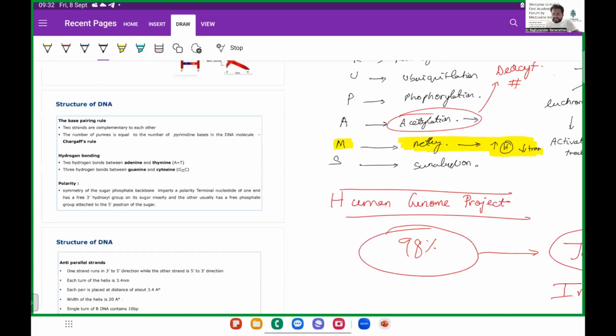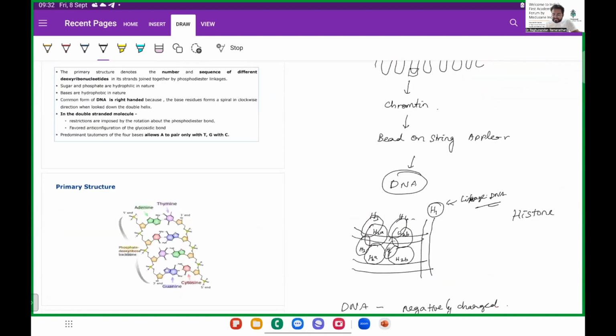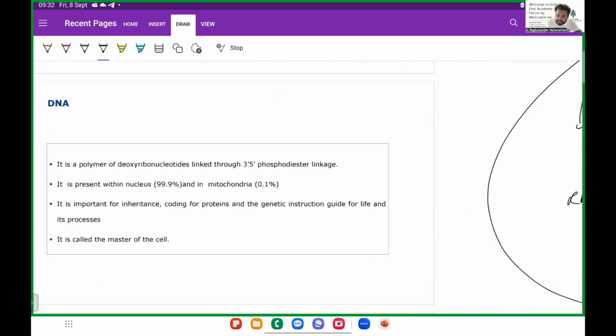DNA is nothing but a polymer of deoxyribose, which is linked by the 3' to 5' phosphodiester linkage. You already know that phosphodiesters are the ones that link one nucleotide with the other nucleotide. So it is a chain that runs straight from 3' to 5'.